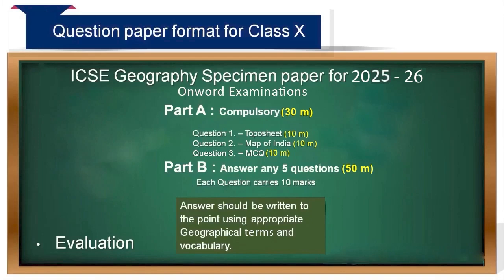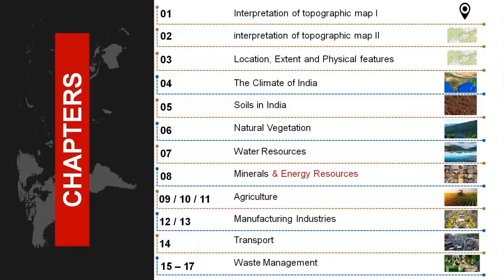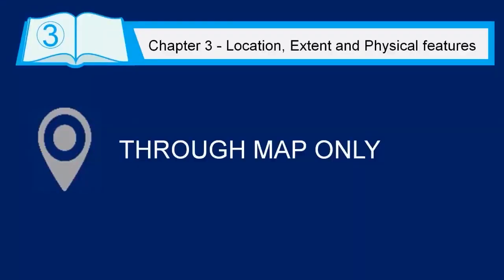In the present video, I have given chapter-wise guidelines to prepare for the ICSE examination of geography based on the syllabus. You can see the content given in the slide. Now, we will discuss how to study chapter-wise while preparing for the examination. First of all, remember, Chapter 3 on location, extent and physical features of India is to be studied through map only. This has been covered in the map pointing section.